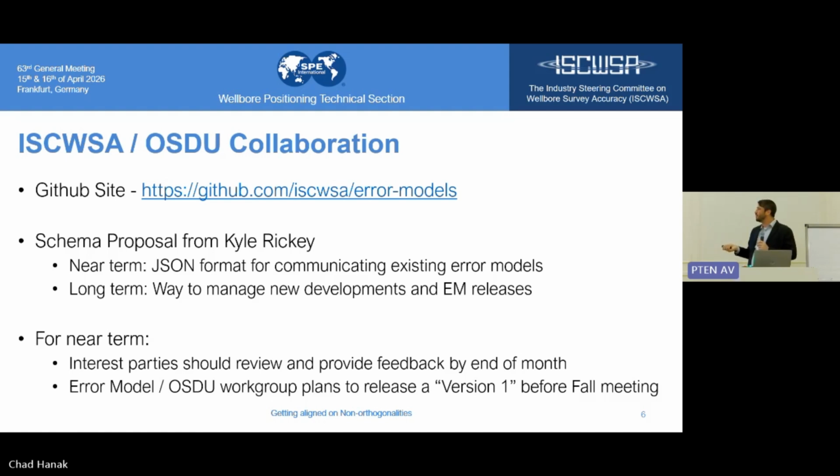So if you would like to review this, if you have strong opinions on how we should be sharing error models in JSON, please check out the GitHub. Please review the JSON schema. Please provide feedback soon, because within the next month or two, we are going to try and finalize. This is the first one we want to do that allows you to exchange the existing generic error models. It will be updated as we go forward. It is not going to be fixed by any means, but if you don't provide feedback on what you think needs to be in there right now, it will be version 2, not version 1. Because we do want to move pretty quickly on this. We're working on getting an agreement signed with OSDU.